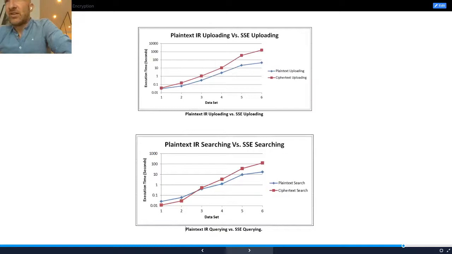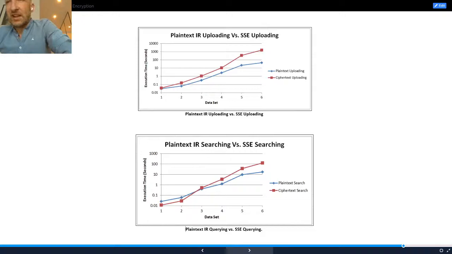And just the plain text IO uploading versus the symmetric search encryption, as you can see, we just have slightly higher times here compared with the plain text searching. Again, we have a slight decrease in performance with the searchable symmetric encryption.